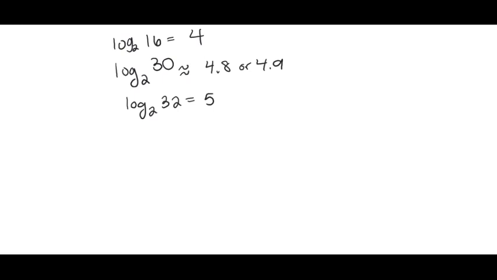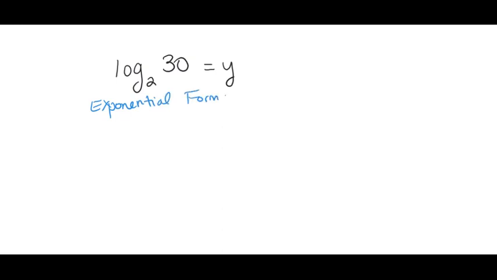So to do that, let's take a look at kind of playing around with it a little bit. If I have the log base 2 of 30, let's set that equal to y so we can play around with it a little bit. What's another way that I can write this equation? Let's write it in its exponential form, see where that gets us. So if I write it in my exponential form, we get 2 to the y equals 30.